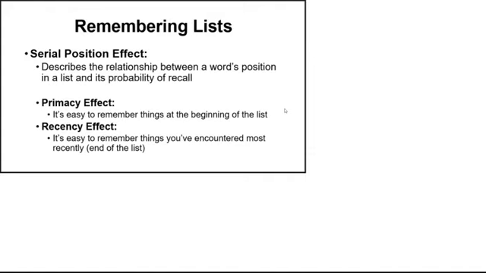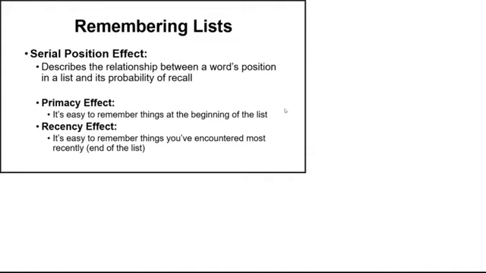Lovely. Okay, so next we're going to start talking about a couple of effects, sort of patterns in how we recall things. And of course, it's going to be about remembering lists because we always have lists of words. So whether or not these apply very well to the real world would be debatable, but we're going to use this serial position effect. And this is basically describing a relationship between a word's position in a list and the probability that you can recall that word at a future task.